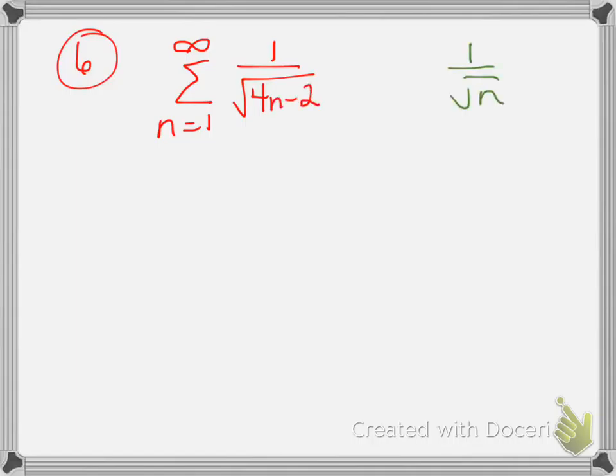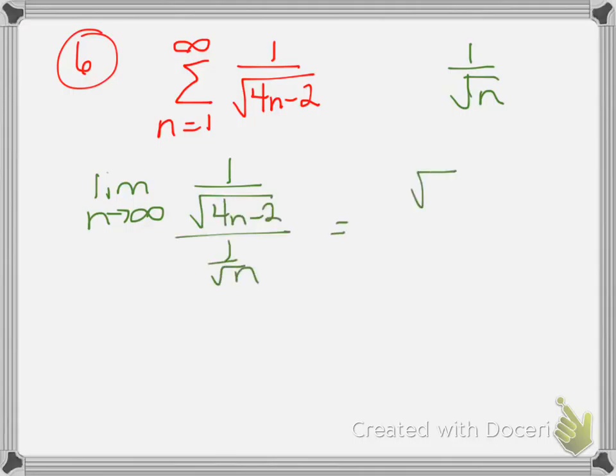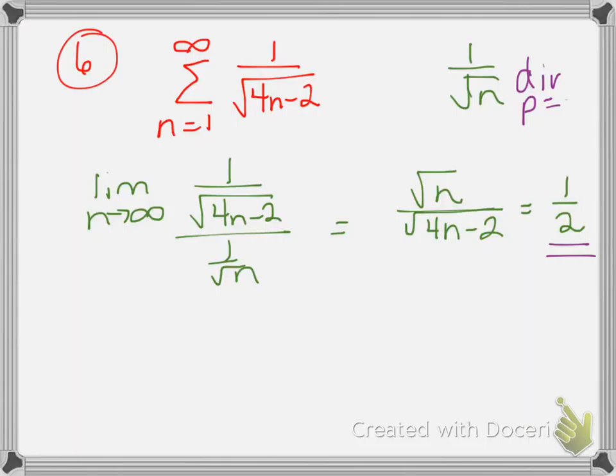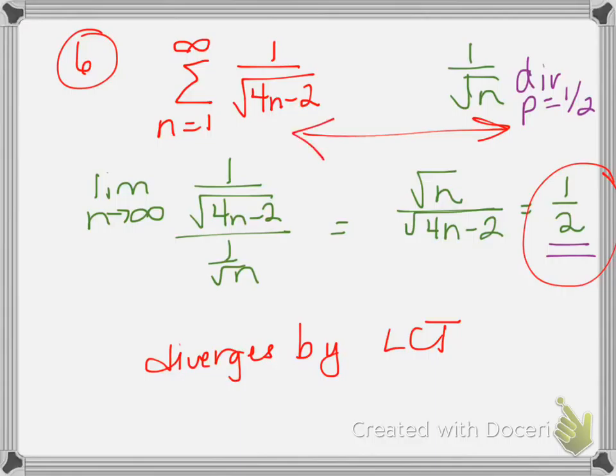Maybe I'm going to compare this to 1 over square root of n. So the limit as n approaches infinity of that over that. Cross multiply, simplify, you get this. Same power on top and bottom, so we can simplify, take the square root of 4, we get a half. That means they behave the same way because we got a limit. This diverges since p is a half. So that means the original one diverges by the limit comparison. So you get a number. These two things behave the same way.